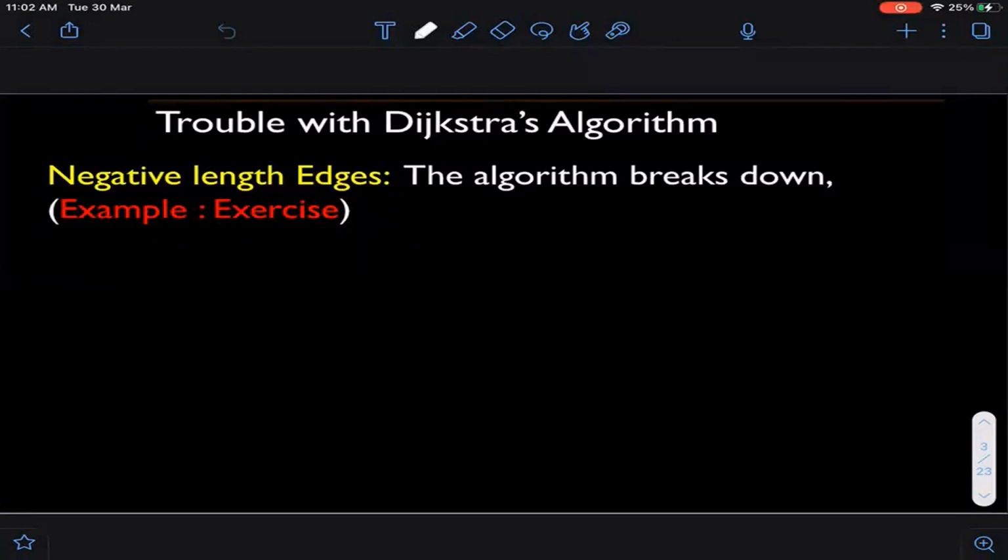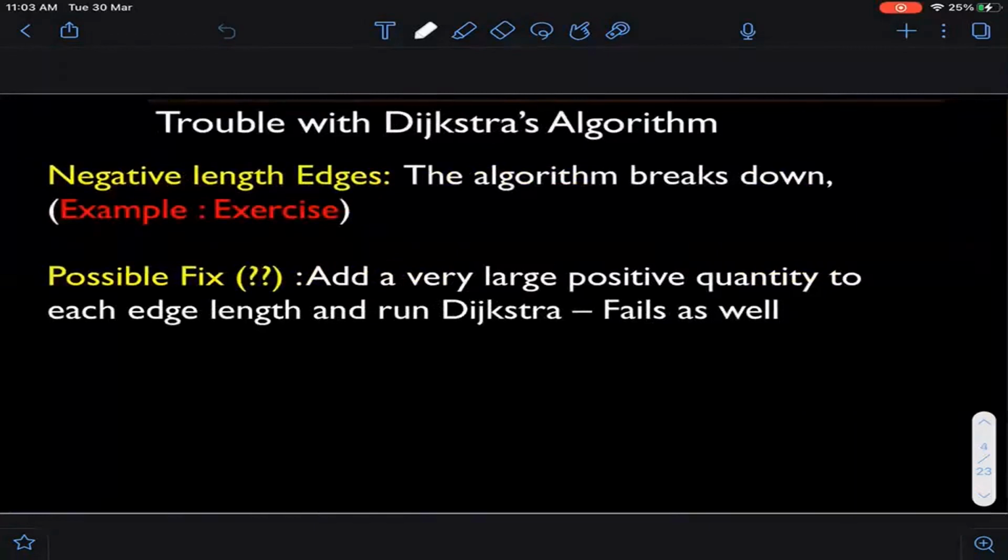Soham is asking the following question: can't we handle the negative edges issue by simply doing a transformation in my graph? What he's suggesting is, why don't I add a very large constant value to every edge in my graph? This will effectively make all the edges positive, and then I will just run Dijkstra's algorithm. Of course that's a possible fix. In fact, that's one of the obvious fixes that should come to your mind. Unfortunately, this also fails.